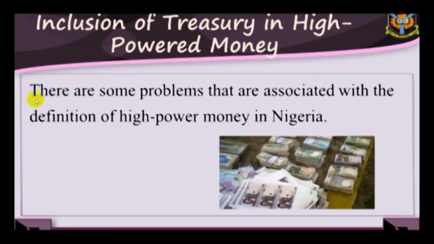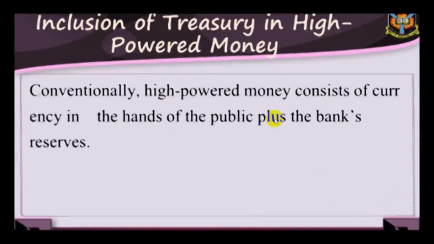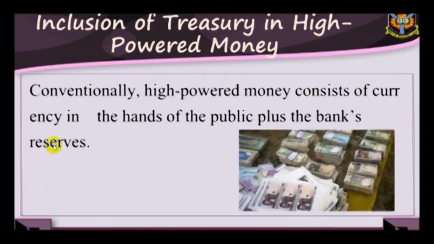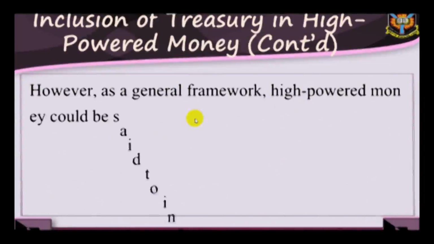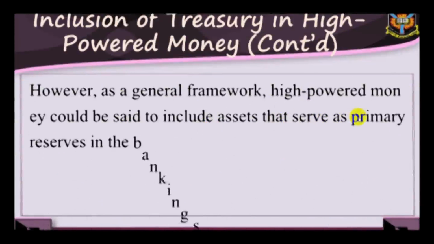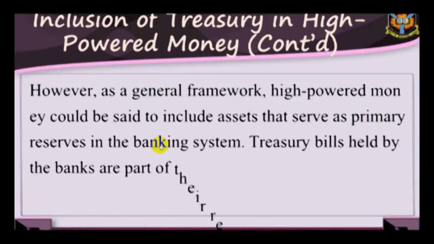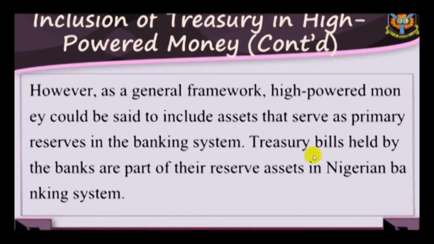There are some problems that are associated with the definition of high-powered money in Nigeria. Conventionally, high-powered money consists of currency in the hands of the public plus the banks' reserves. However, as a general framework, high-powered money could be said to include assets that serve as primary reserves in the banking system. Treasury bills held by the banks are part of their reserve assets in the Nigerian banking system.